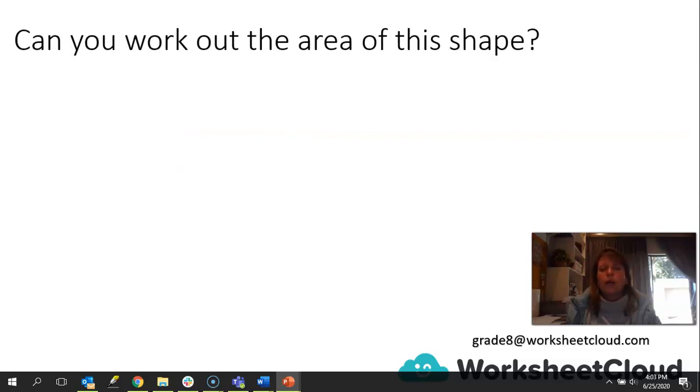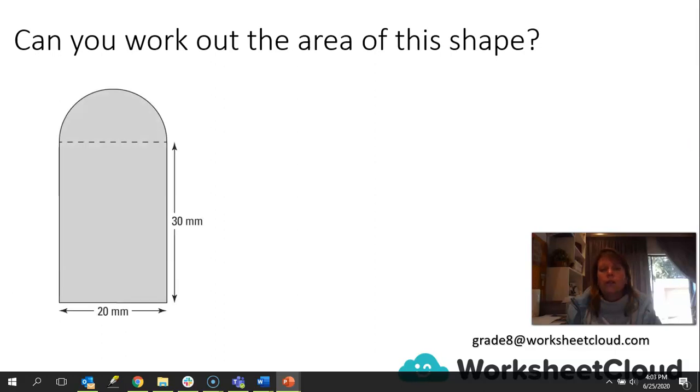Right, can you work out the area of this shape? Let's have a look. Right, there we go. There is a semicircle at the top of a rectangle. So if we were to work out this shape, we would have to work out both areas independently and then add them together. We are told that the length of the rectangle is 30 millimeters and the breadth is 20 millimeters. So if the breadth is 20 millimeters, that would give us our diameter, right? So we've got the diameter, easy to work out the radius, but let's see how to do it.